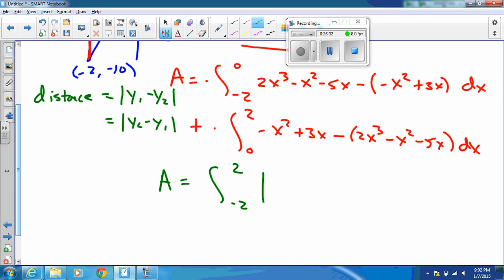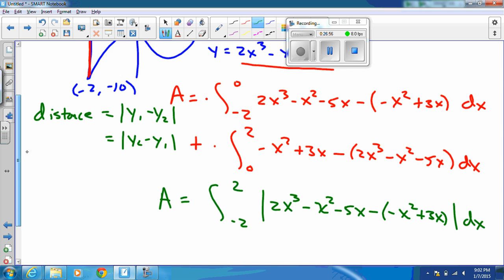So we could express the area as the integral over the entire interval of the absolute value of one curve, and it doesn't really matter which one, minus the other curve, dx. And we can let the calculator handle that integral for us, and it will be happy to do so.